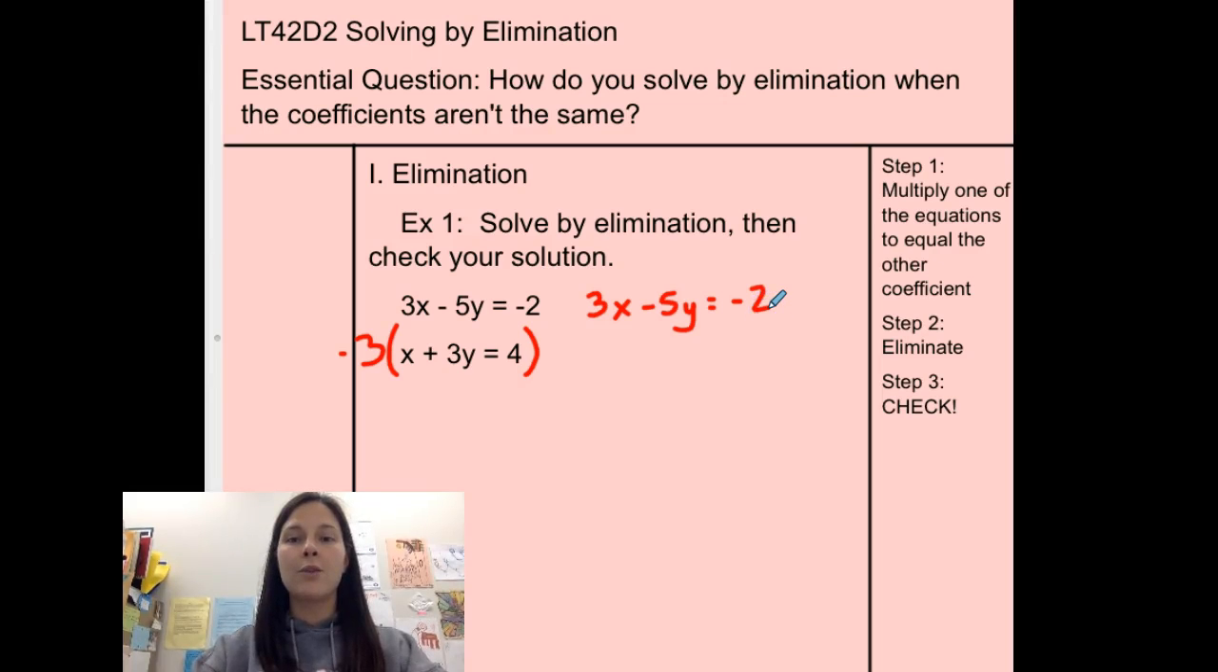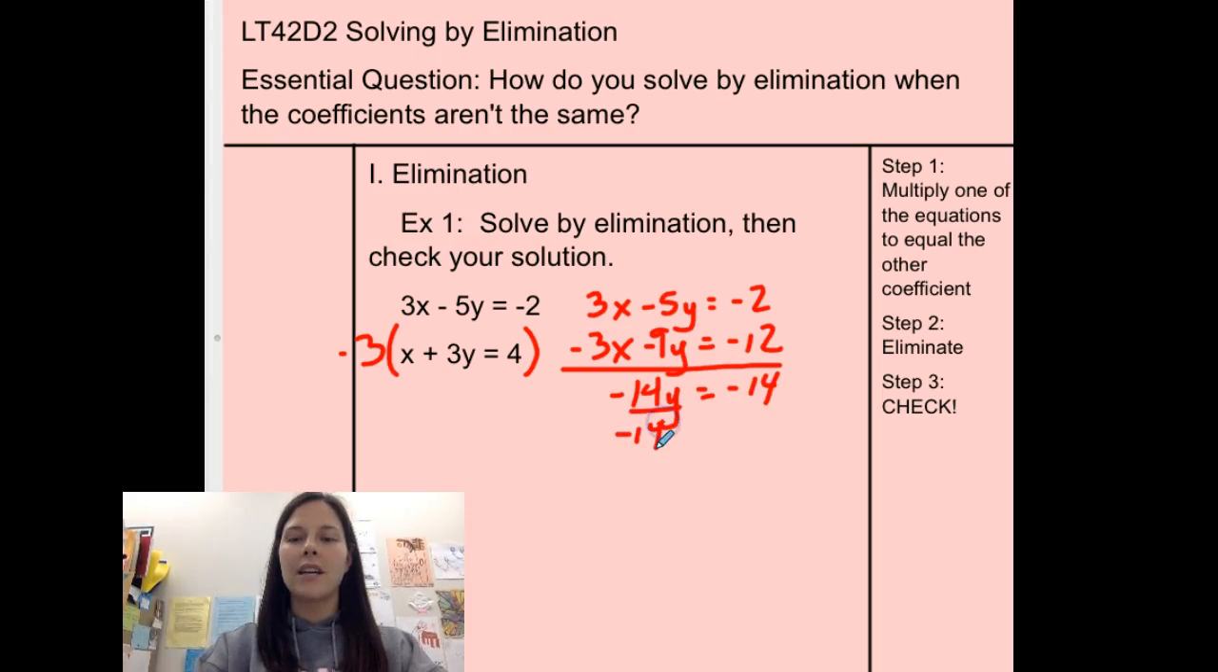I'm going to follow the golden rule on that second equation and multiply everything by a negative 3. The negative 3 times 3y will give me negative 9y, and negative 3 times 4 gives me negative 12. Now when I add my equations together, my x's will cancel. I get negative 14y equals negative 14. So to solve for y, I'll divide both sides by negative 14 to get y equals 1.